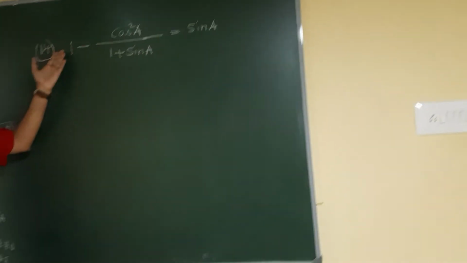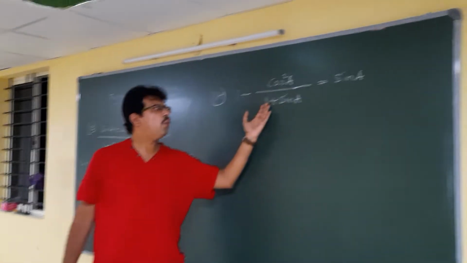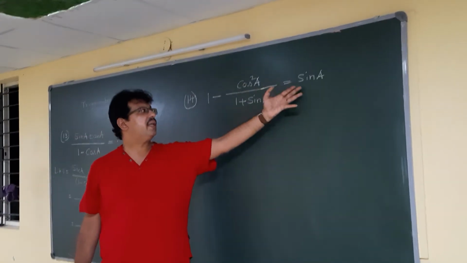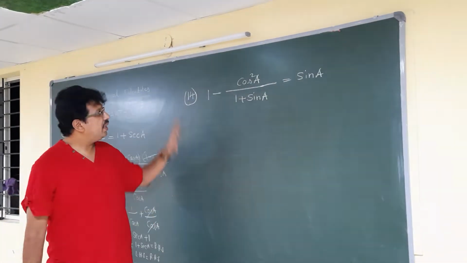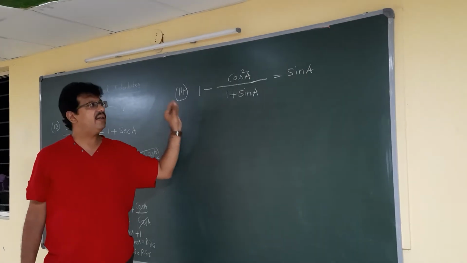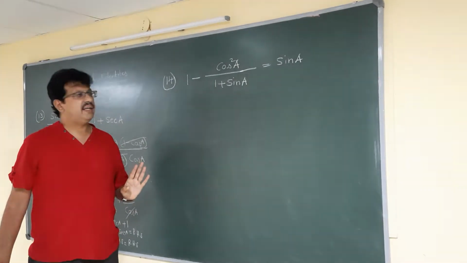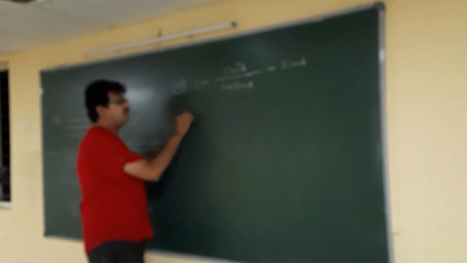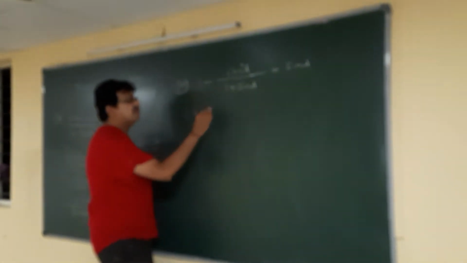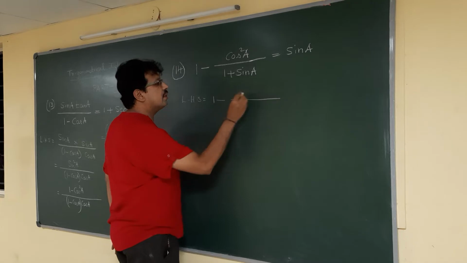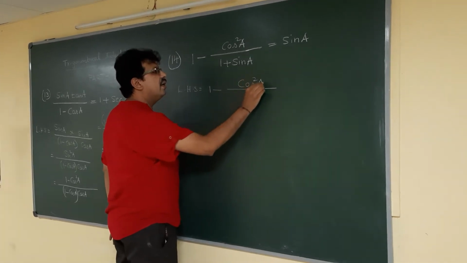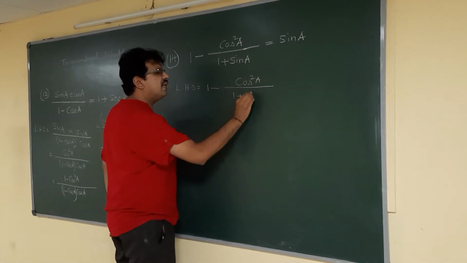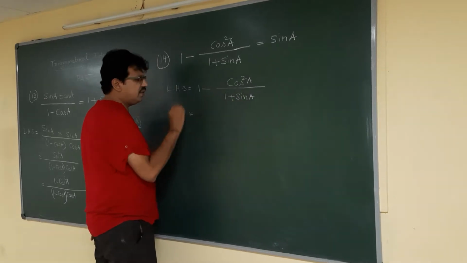That is (1 minus cos square A) by (1 plus sin A) equal to sin A. So definitely, children, we need to take the left hand side and prove the right hand side here. So here, what is that left hand side? LHS is (1 minus cos square A) divided by (1 plus sin A). What we can think about this?